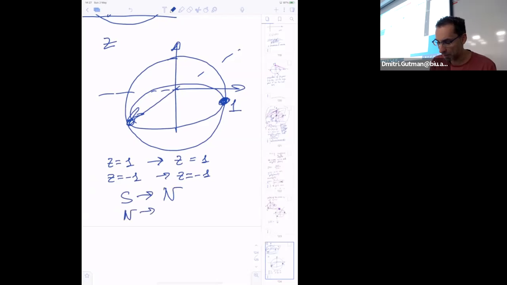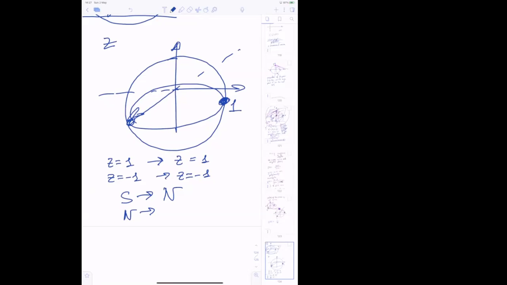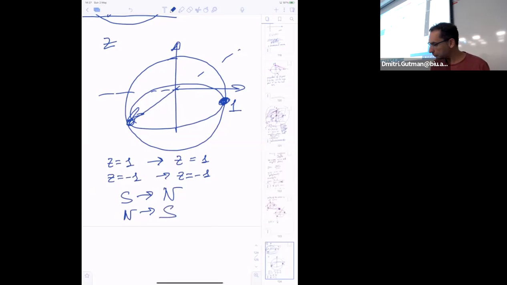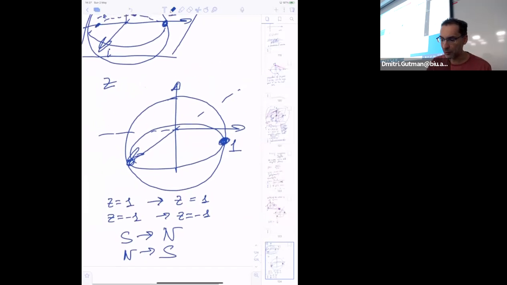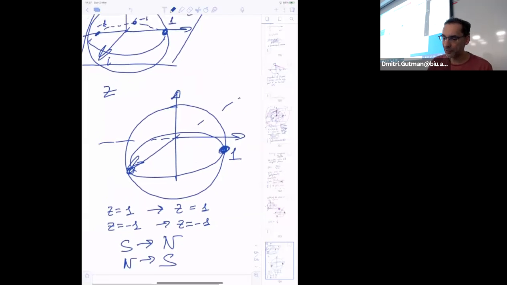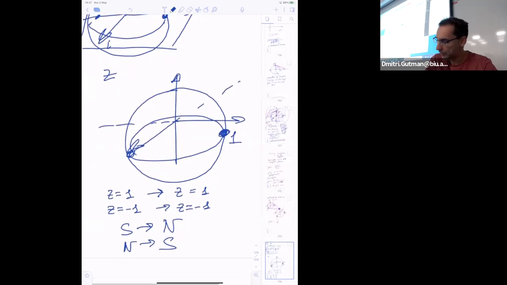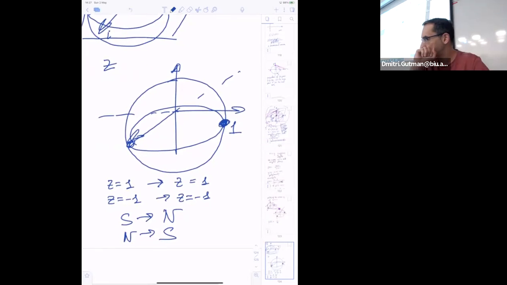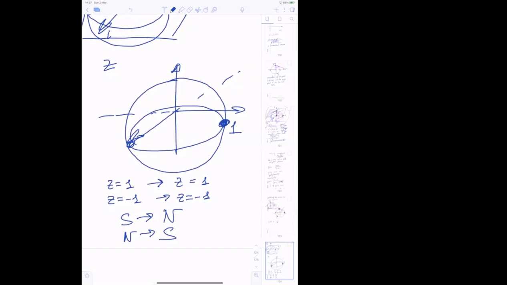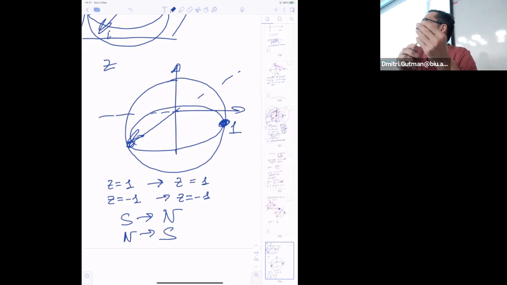The northern pole becomes, what about the northern pole? Where does the northern pole go? To the southern pole. So they exchange. So look at this and now tell me what happened to any point on the Riemann sphere under this transformation. What happens to any point? What happens to the sphere? Just flipped. No, the surface is not split. The sphere is not split.